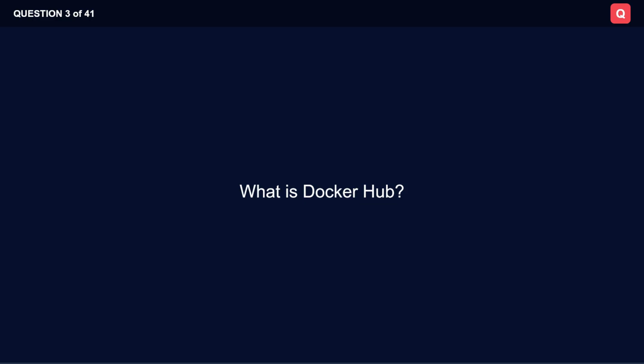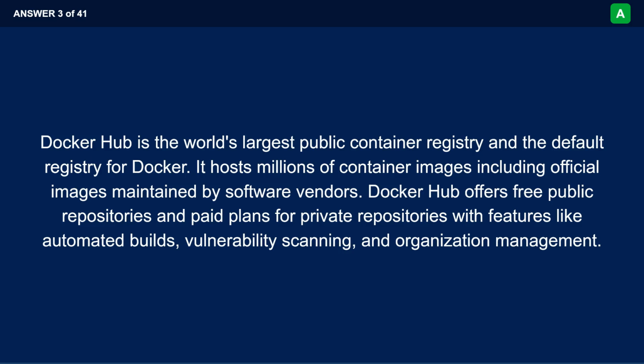What is Docker Hub? Docker Hub is the world's largest public container registry and the default registry for Docker. It hosts millions of container images, including official images maintained by software vendors. Docker Hub offers free public repositories and paid plans for private repositories with features like automated builds, vulnerability scanning, and organization management.